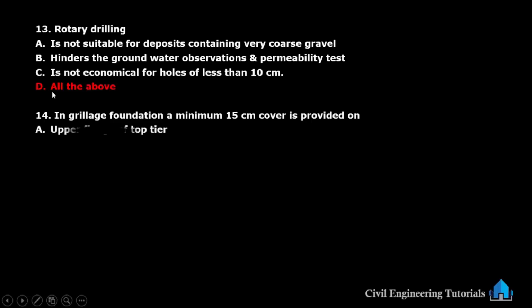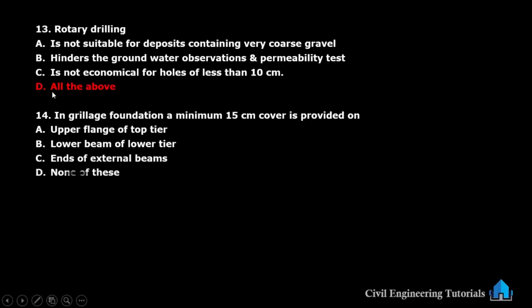Next, in Grillage foundation, a minimum 15 cm cover is provided on option A, upper flange of top tier, option B, lower beam of lower tier, option C, ends of external beams, and D, none of these. So the answer is option B, lower beam of lower tier.